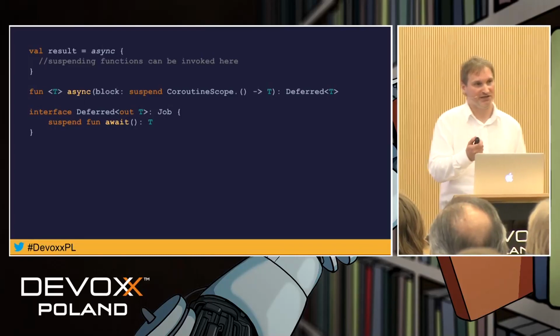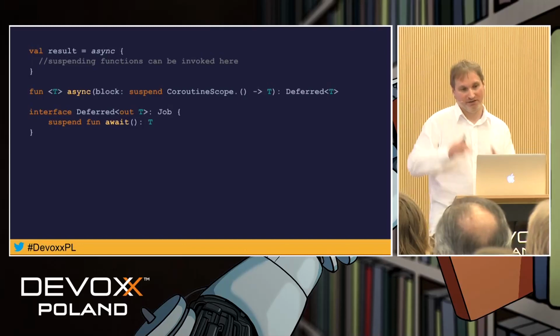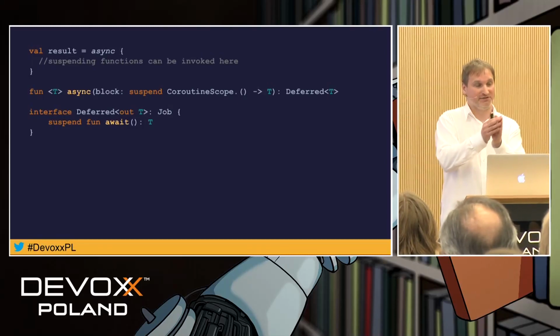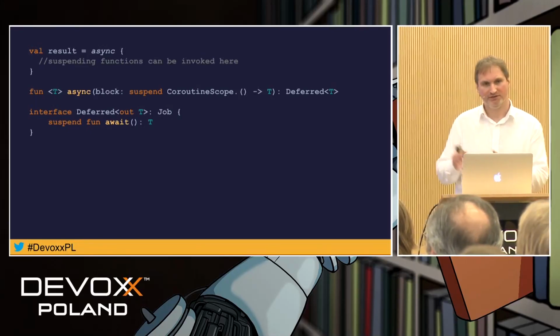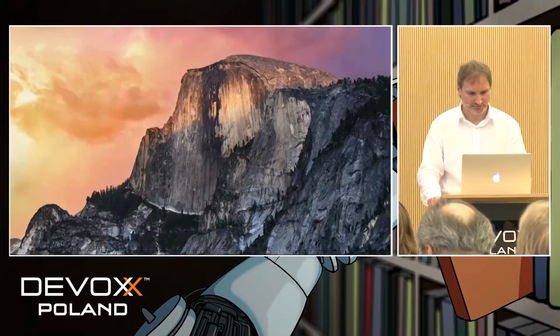Here we have suspending functions, so our threads don't wait for the return value. The coroutines are just suspended, and once that result is available, they resume the execution. So let's try to write some code with this async and see how it works.